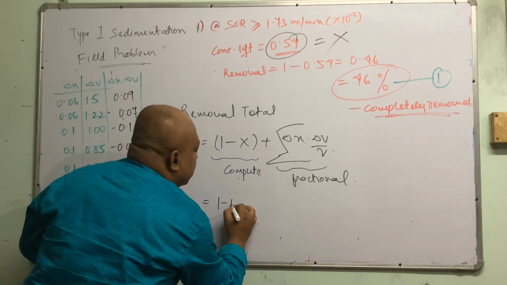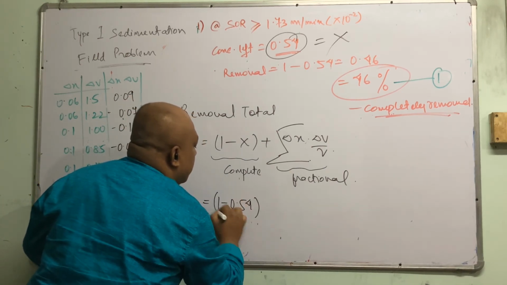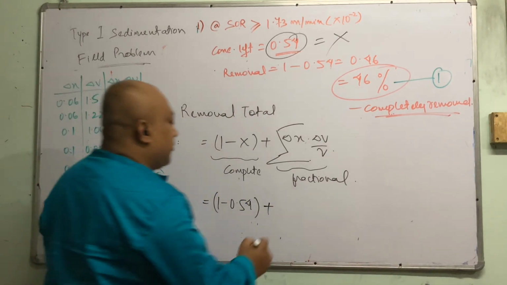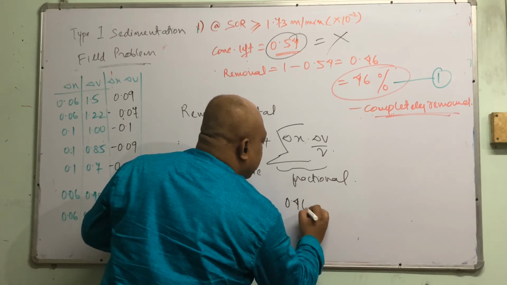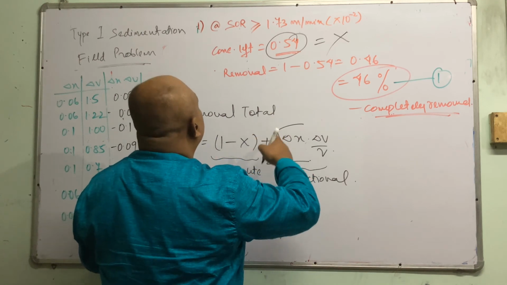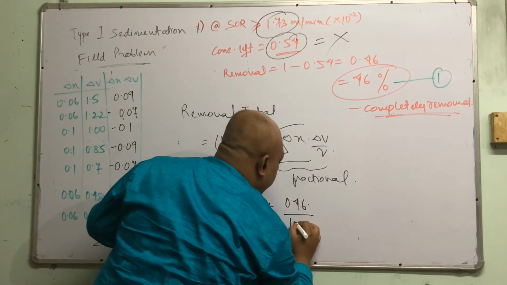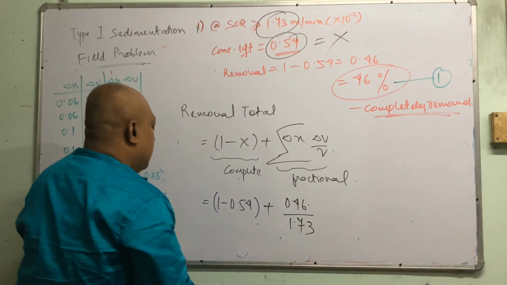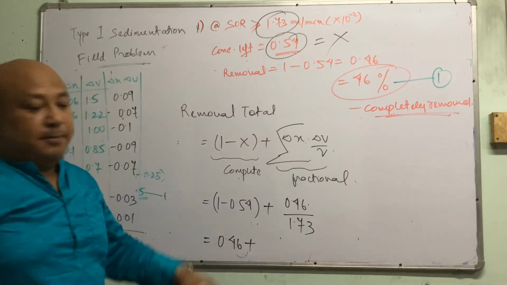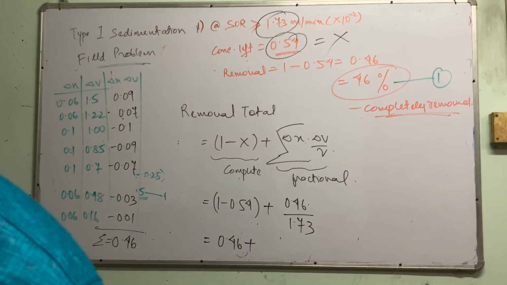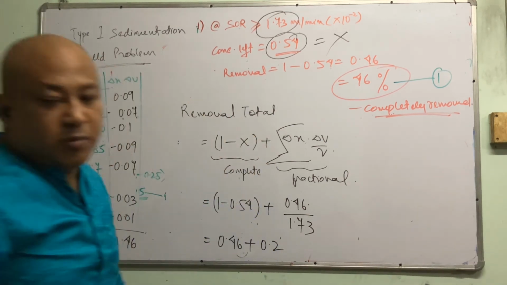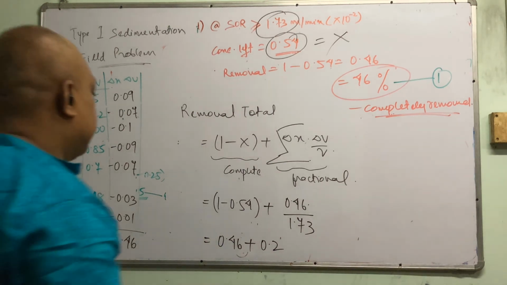So it's equal to 1 minus 0.54. This you will obtain as 0.46, plus the summation, which is 0.46, right? So 0.46 divided by, what is the design settling velocity? 1.73. That's all. So this is 0.46 plus 0.46 by 1.73, which is 0.26. Okay.